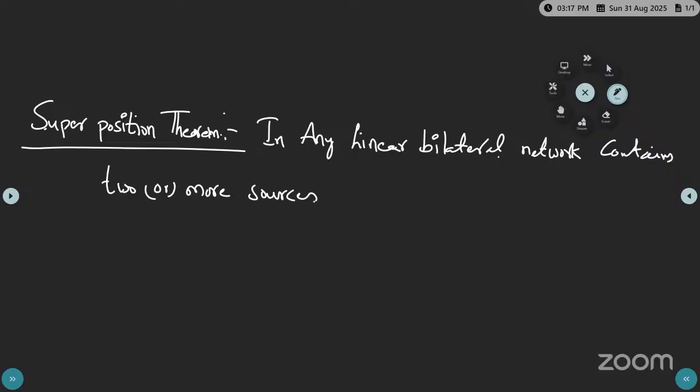These are the three limitations. Now, in any linear bilateral network, it contains two or more sources, not a single source. It should be a minimum of two or more sources.